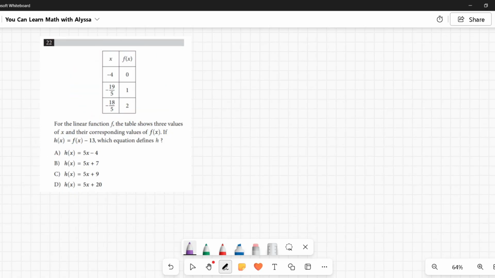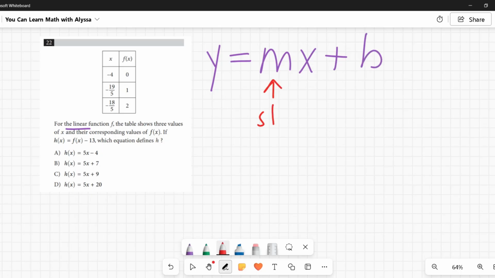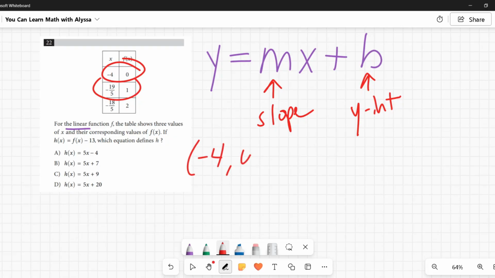All right, to figure out what f of x is, this is a linear function. It's a line, so it will be able to be put in the formula, the equation y equals mx plus b, where m is our slope and b is our y-intercept. So slope is rise over run, or change in y over change in x. So, all right, I have 2 points. I'm going to just pick these first two. The change in y, so negative 4 is 0, and negative 19 fifths and 1, and negative 19 fifths.